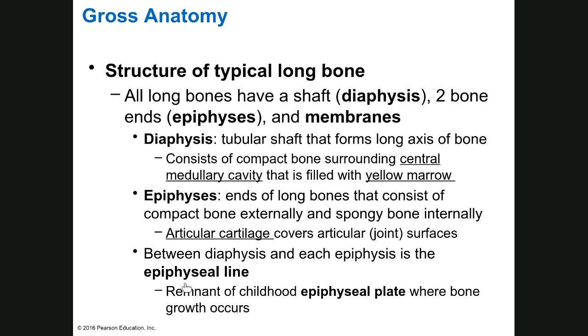So in essence, you will have two epiphyseal lines, because you have two epiphyses. Again, the epiphyseal line is a bony structure. It's a bone, it's calcified, but it's a remnant of a cartilage structure in childhood called the epiphyseal plate.